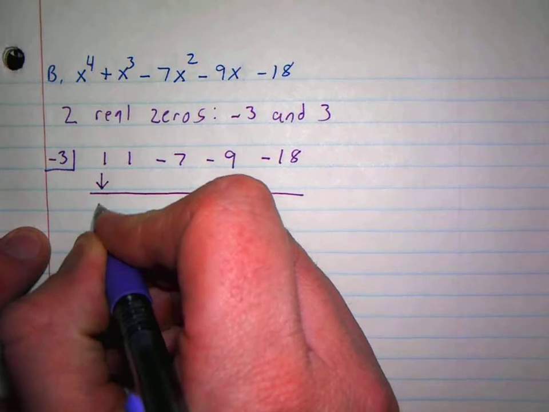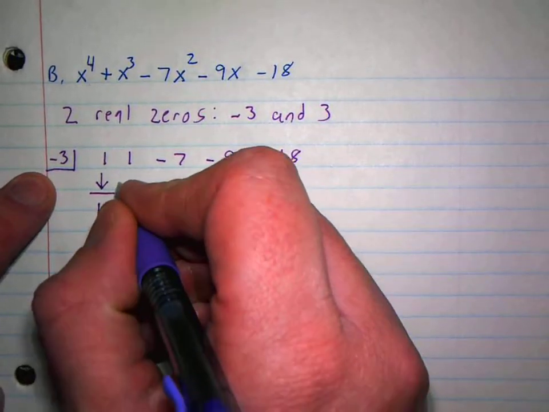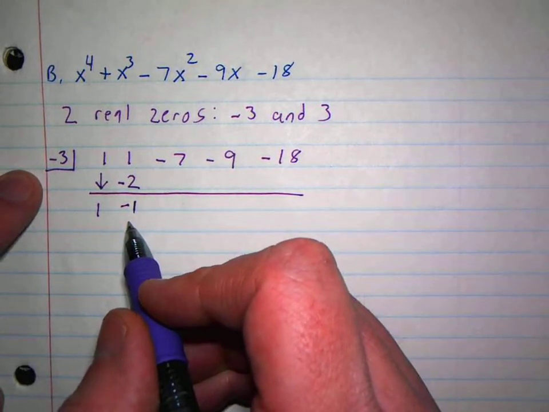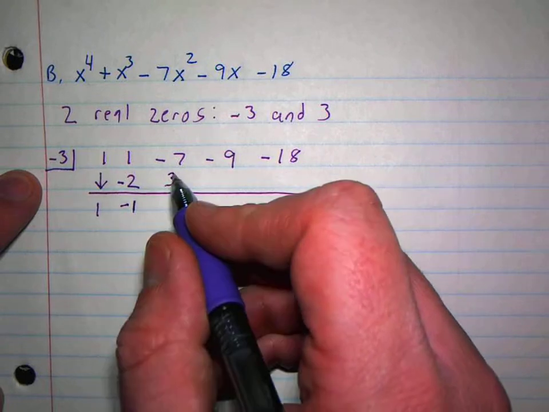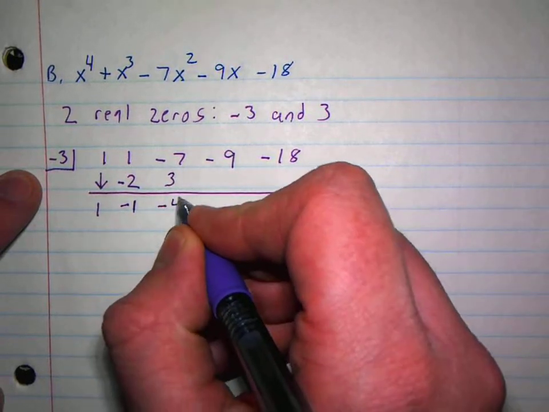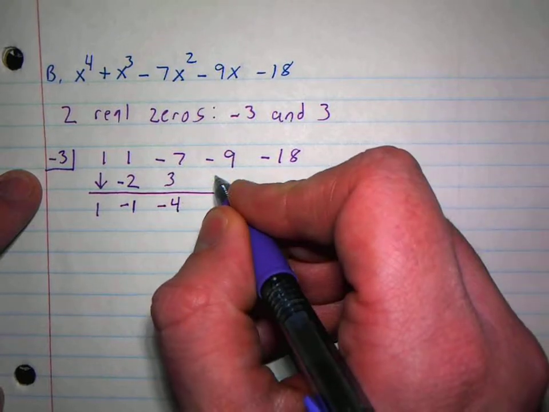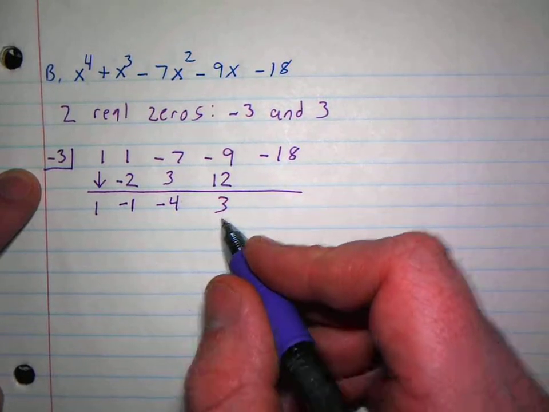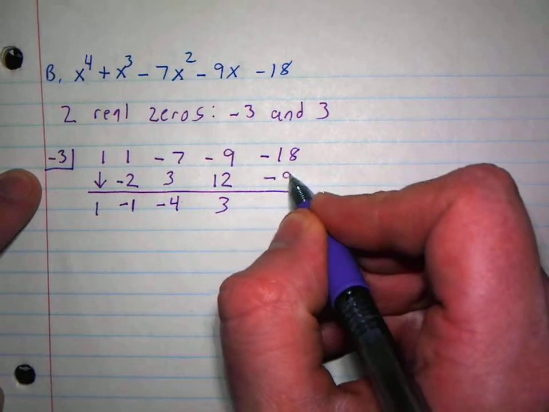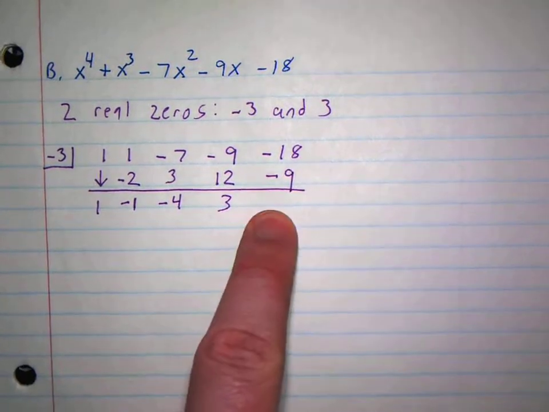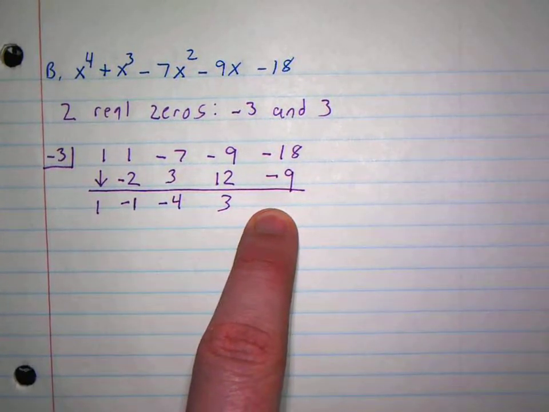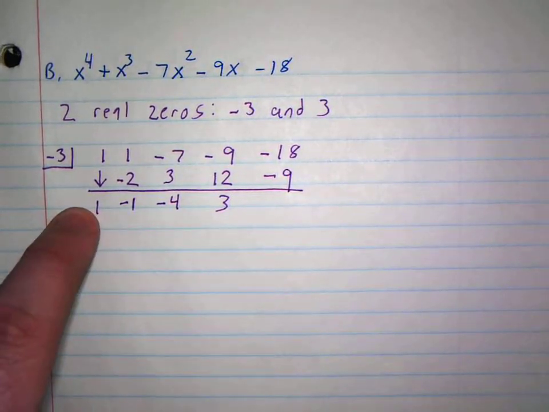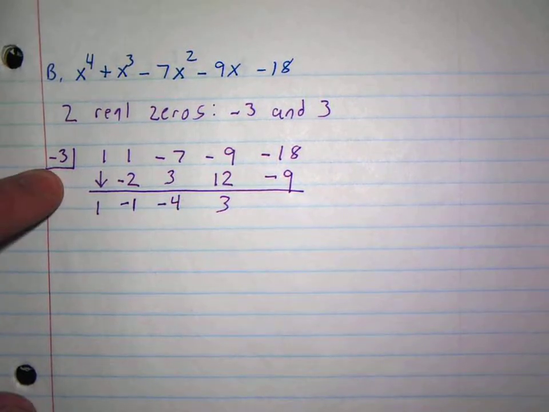Bring down your first term: 1, -3 times 1, -2, 1 plus -2, -1, -3 times -1, 3, -7 plus 3 is -4, -3 times -4 is 12, -9 plus 12 is 3, -3 times 3. So what does that mean when you don't get a remainder of 0? You messed up. So where did I mess up? Where you put the -2? Oh. That's supposed to be a -3. So -3 times 1 is.